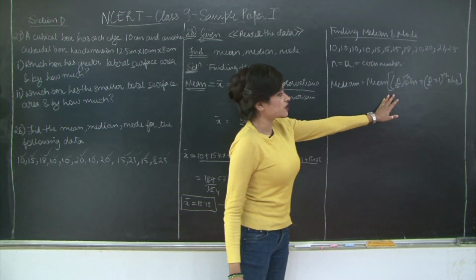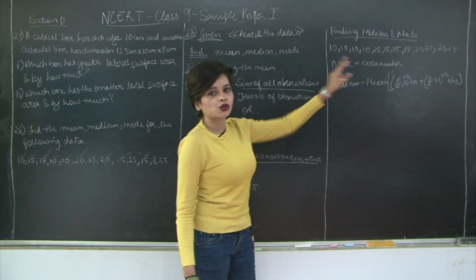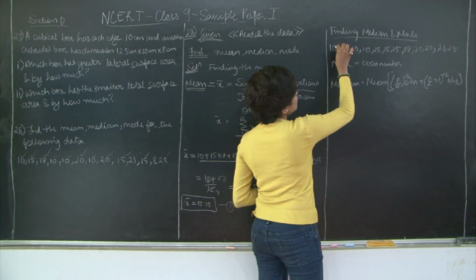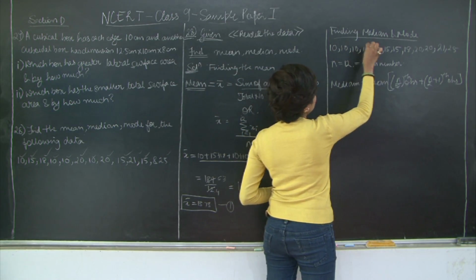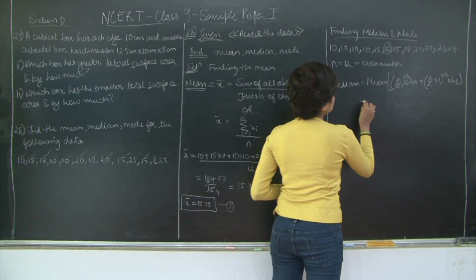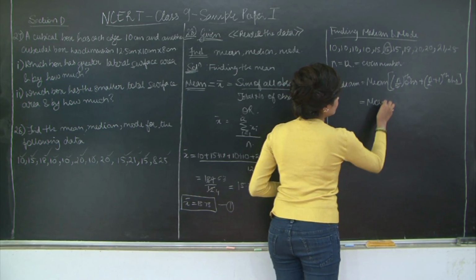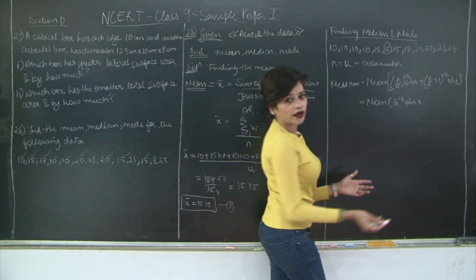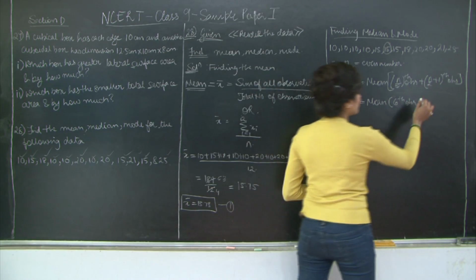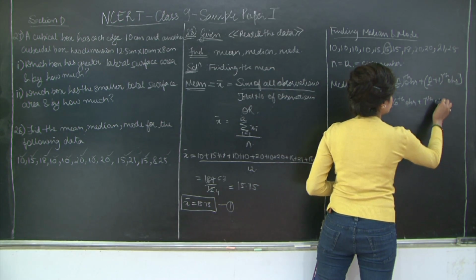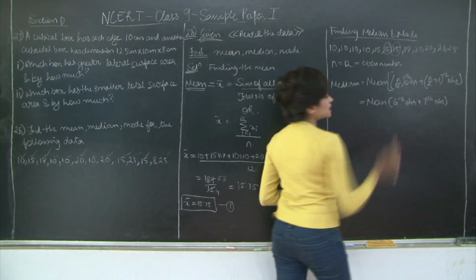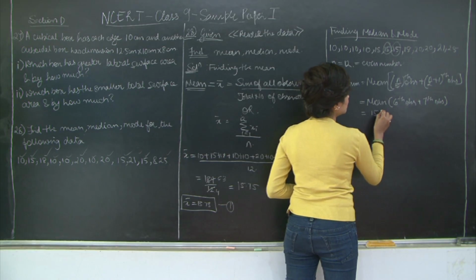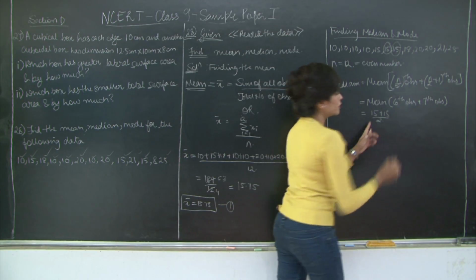So now, which is the n upon 2th observation? N is 12, so n upon 2 is going to be 12 divided by 2, which is 6. So let's check the 6th observation. I have 1, 2, 3, 4, 5 and 6. So this is going to be the mean of 6th observation plus n upon 2 plus 1, which is 6 plus 1, the 7th observation. So which is your 7th observation? It is 15 again. So the 6th observation and 7th observation are 15 plus 15 divided by 2 because we are taking the mean.